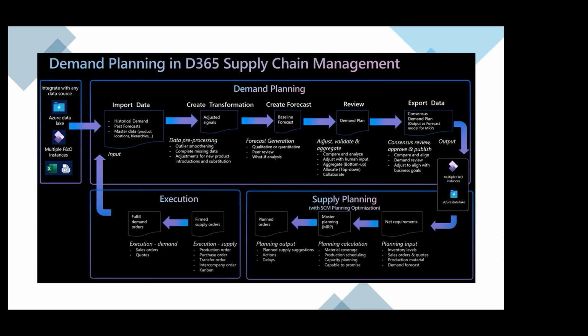Also then creating a forecast, so generating and going through the different algorithms to give me the best fit forecast, review that with people, get consensus, and when we're all happy, that comes into master planning for us to execute our master planning capability. And then that gets us to our planned purchase orders, transfer orders, production orders, whatever it is that we're working with from an execution standpoint.